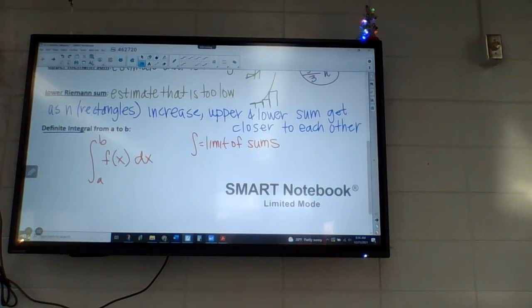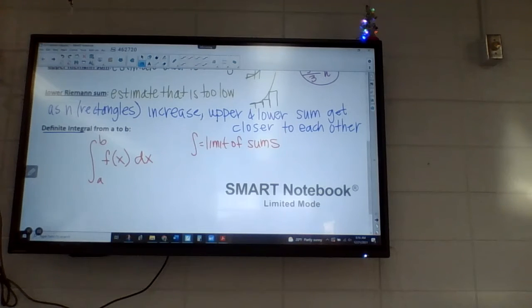So that S shape is supposed to look like an S because it's supposed to make you think about the sums. But it's what we call our limit of sums. So again, it's as we're getting closer and closer to having our two estimates come together, our upper and lower.